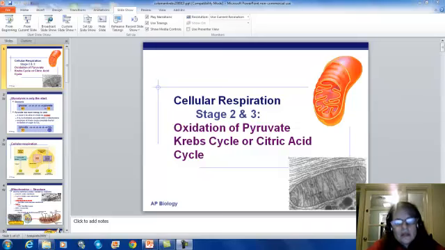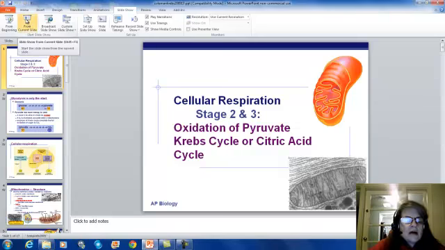Welcome to the continuation of our look at cellular respiration. I know you are excited to be here. We left off last time talking about glycolysis.